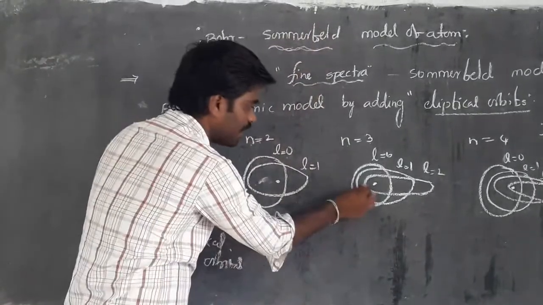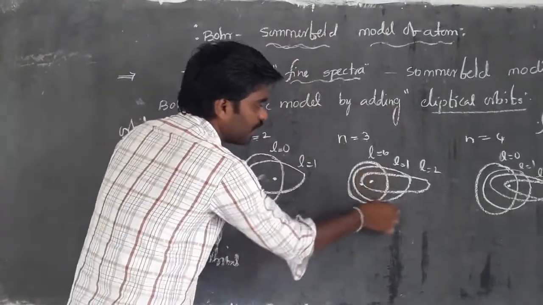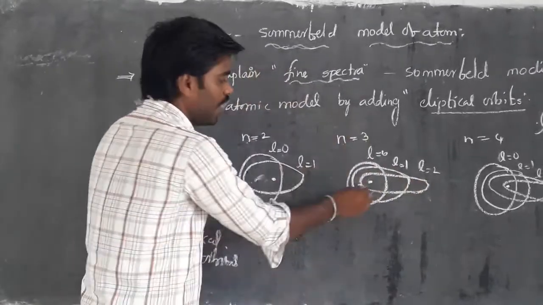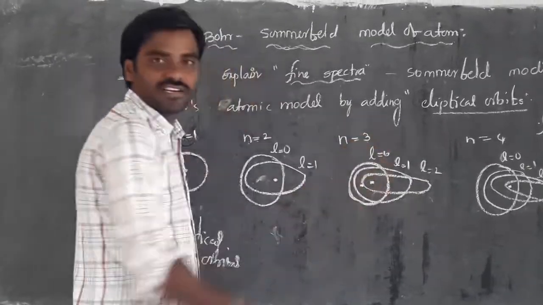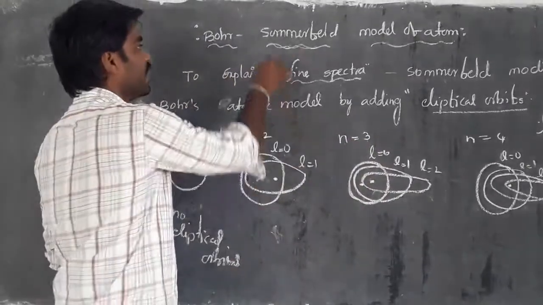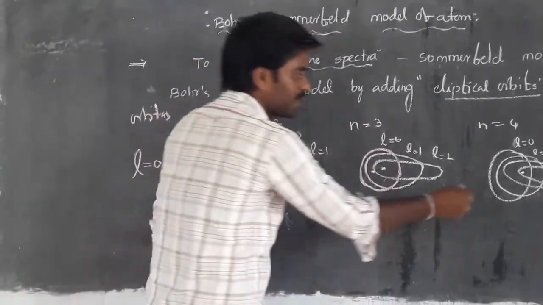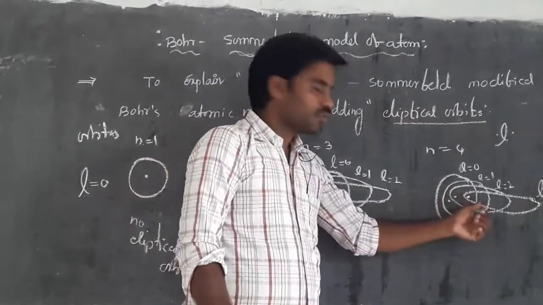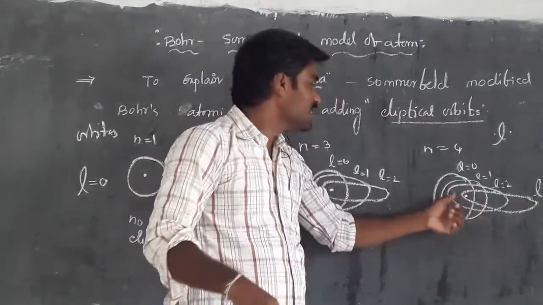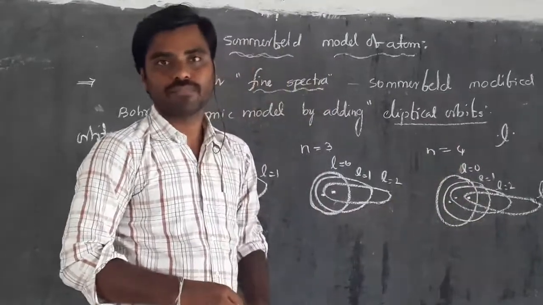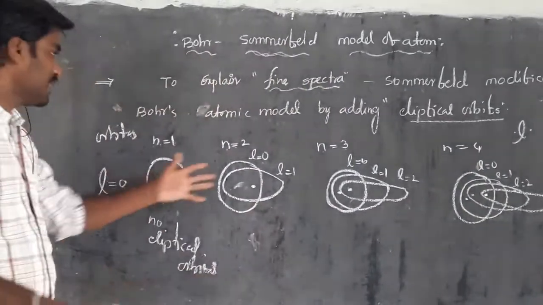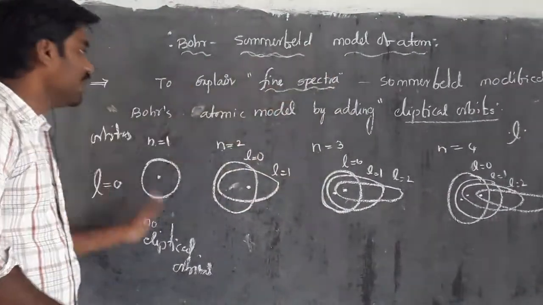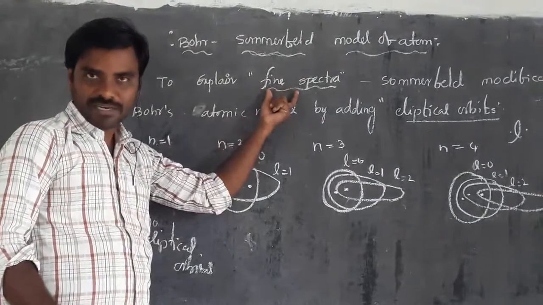So here this point is for L is equal to 1 and this is for L is equal to 2 foci. So either the nucleus is present here or here. That assumption was taken by Sommerfeld. Same thing here, we have different foci. Here there are 3, and any one foci is considered as the nucleus of the atom. Right? So the elliptical assumption given by Sommerfeld successfully explained fine spectra.